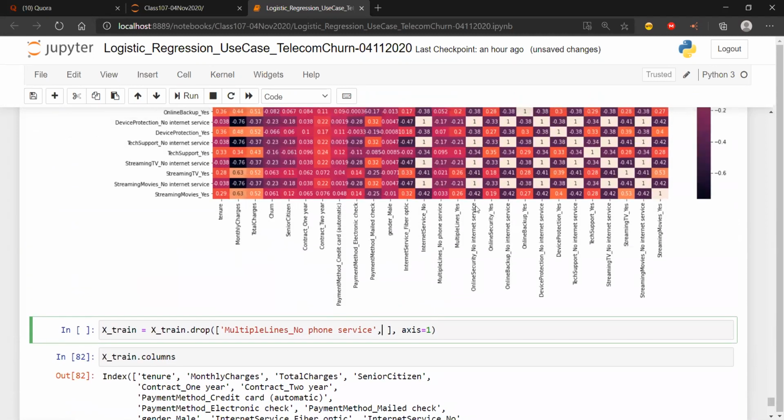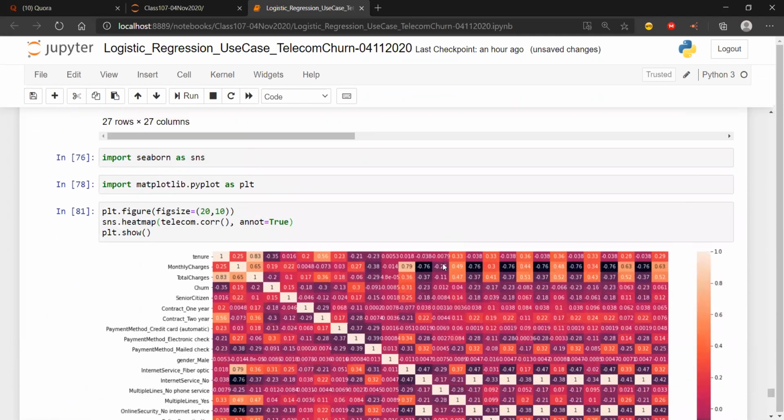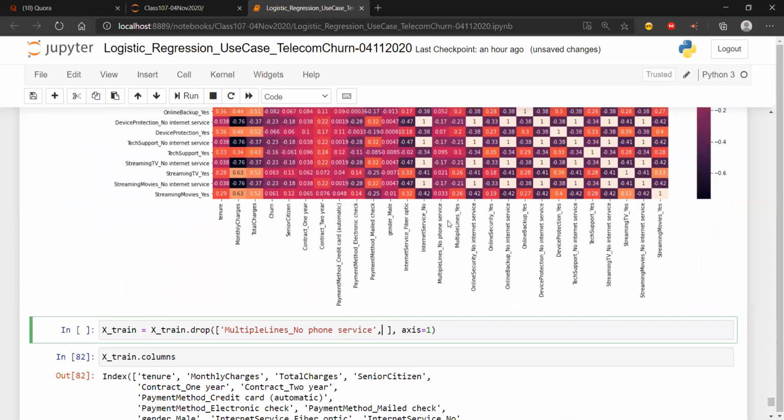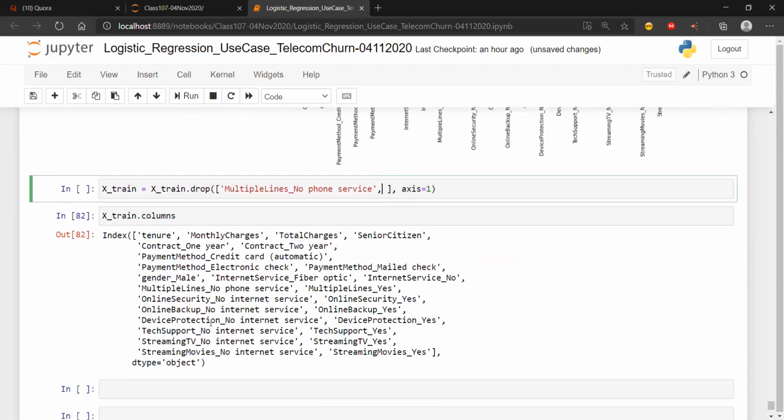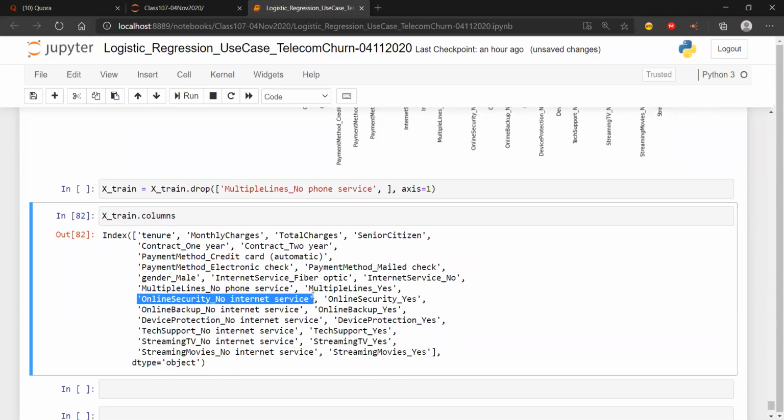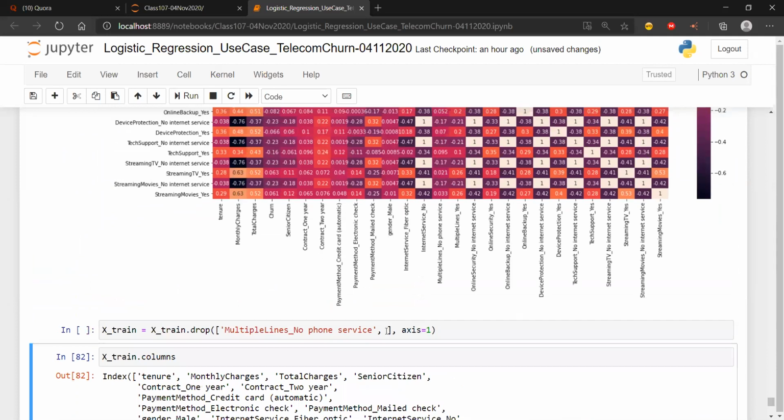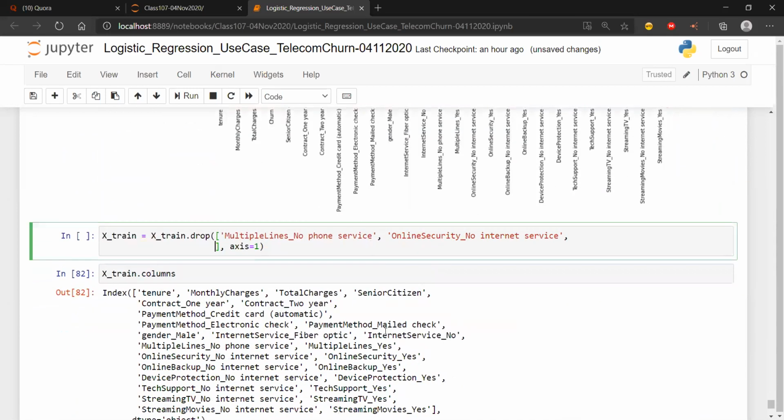So I am getting rid of this one first: multiple lines, no phone service. Why am I getting rid of this? Because it has a constant. This feature is there also with this point, right? And then I am getting rid of this online security, no internet service. So wherever I'm seeing that pattern, irrespective of how big or how small it is, I'm actually getting rid of it. That repetitive pattern is what I'm trying to get rid of.